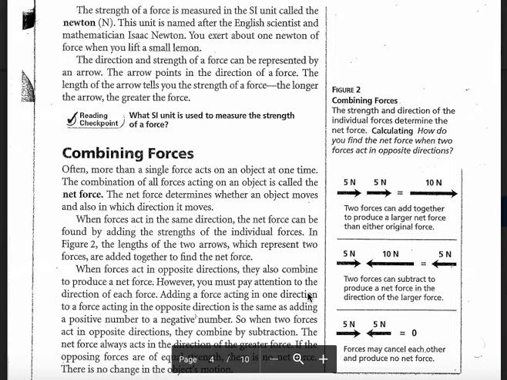The direction and strength of a force can be represented by an arrow. The arrow points in the direction of a force. The length of the arrow tells you the strength of the force. The longer the arrow, the greater the force.